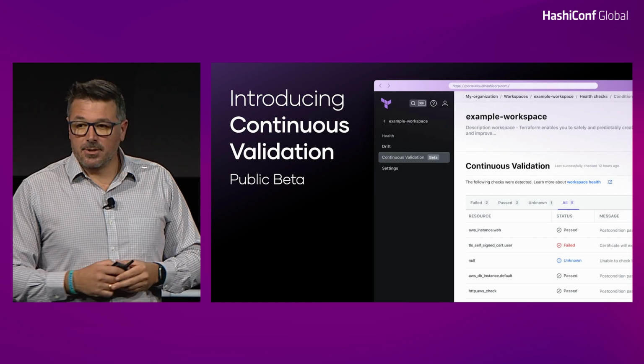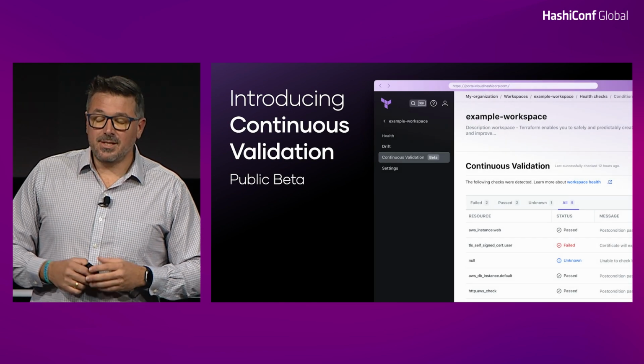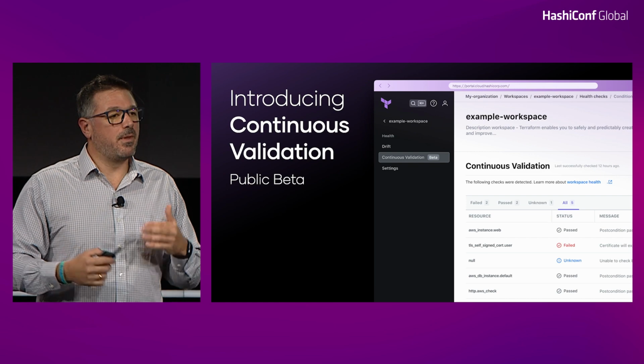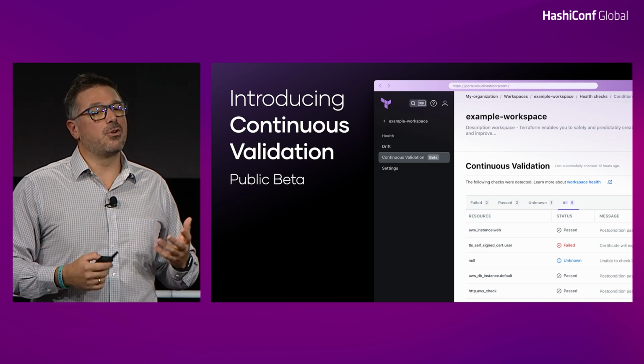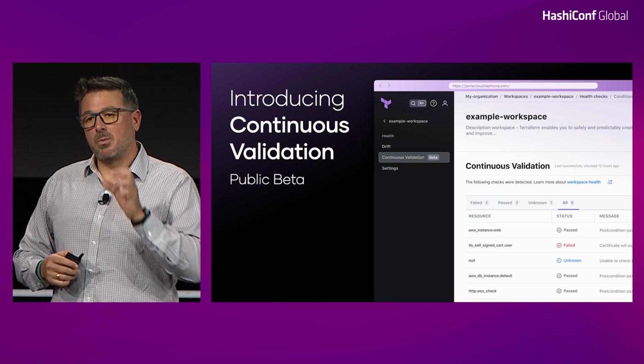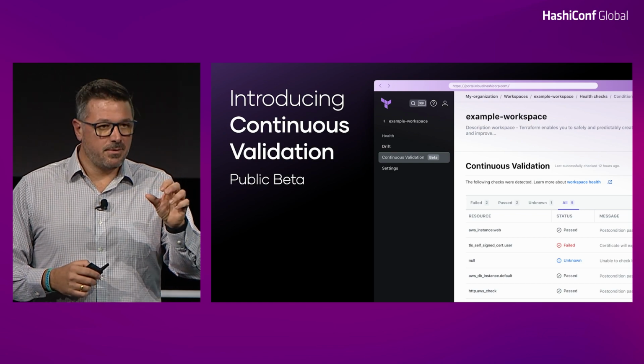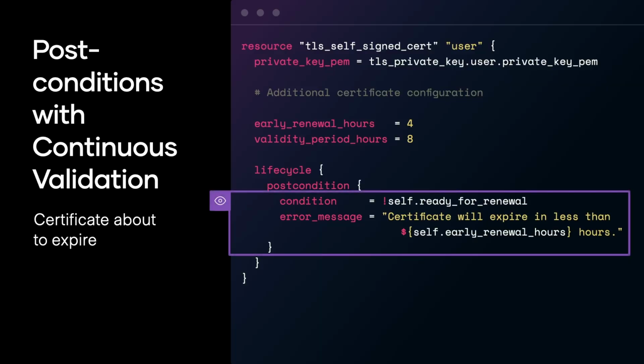Now we're happy to announce continuous validation in public beta. This is, again, it does the same loop, the observe, detect, notify loop that we're talking about with drift detection, but what we're checking is these post conditions. So now any arbitrary code or any assertion that you can write in HCL will be checked continuously by the platform. So here's some of the interesting things that we've dreamed up and made available as examples.